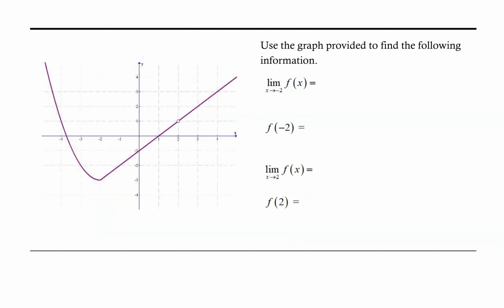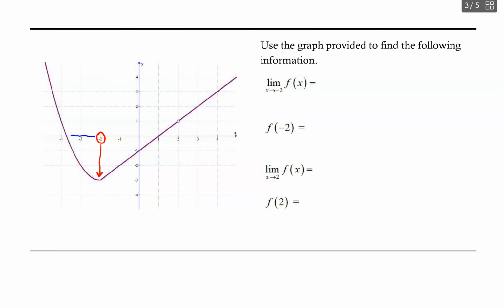So now let's look at a second function. The graph is here on the left, and we've been asked to find these various pieces of information on the right. So first we're asked to find the limit as x approaches negative 2 of f of x. So identifying negative 2 on the x-axis, we're interested in how the function behaves as x approaches negative 2. So let's start by looking from the left.